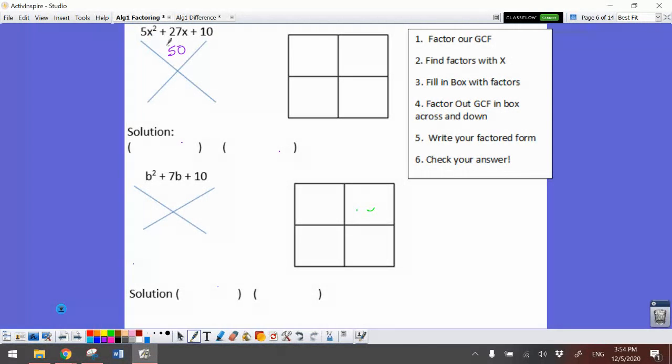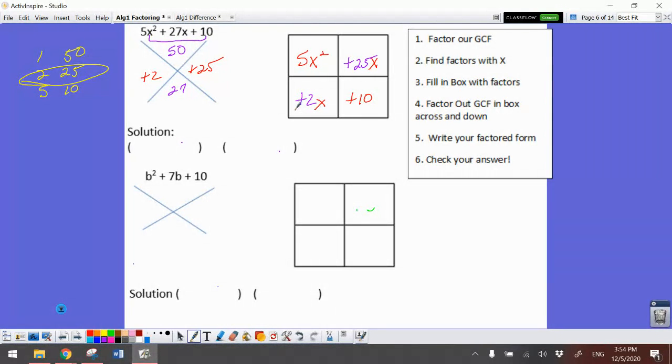Top number is 50, the A times the C, and 27. Factors of 50: 1 and 50, 2 and 25, 5 and 10. How are you going to get 27? Yeah, 2 and 25. And they just happen to be both positive this time, so I don't even have to worry about any signs. So again, the A term pops in, the C term pops in, the variables pop in, and then I drop in my factors, a positive 2 and a positive 25.